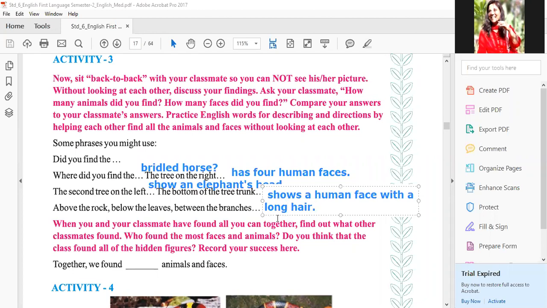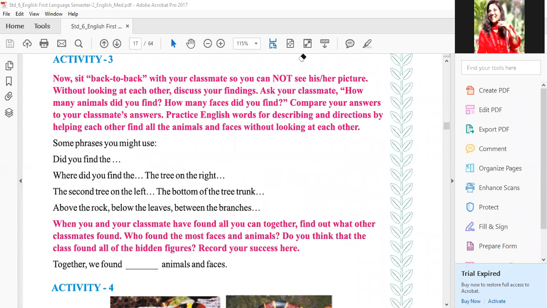Okay, so that also you can write. It means you have to observe the picture and write it in this way. Is it clear? Then there is another one over here. You can see what is written: above the rock, below the leaves, between the branches. What do we see? We find a wolf, right? We find a wolf. तो आपको जो भी इस पिक्चर में दिखाई दे रहा है, you have to find out and write over here in activity 3. I hope I am clear with this, right?